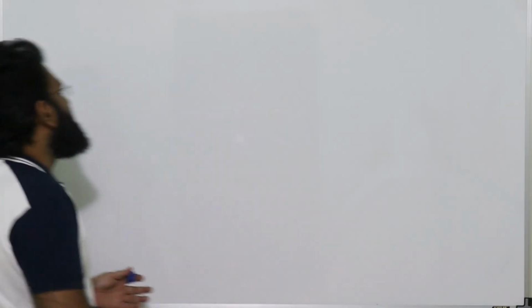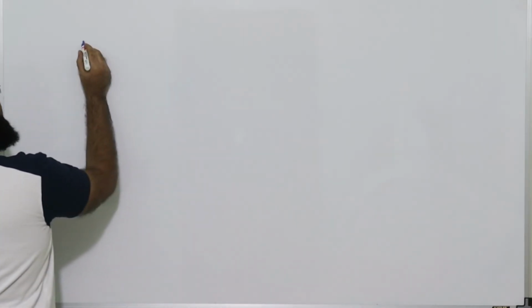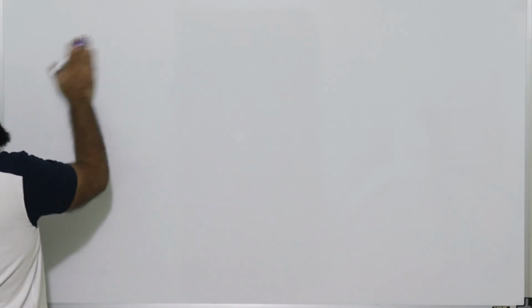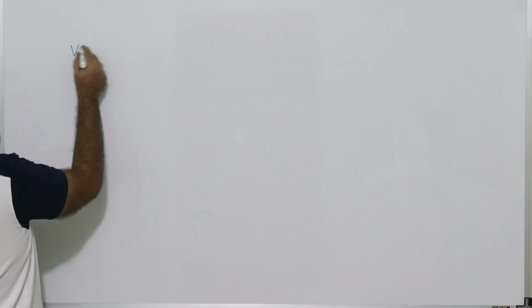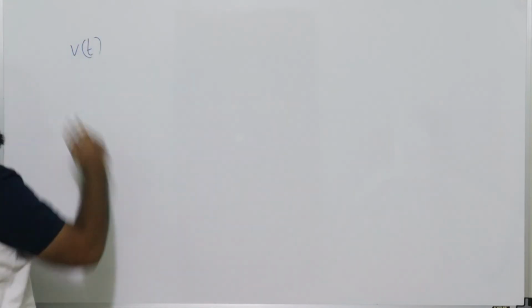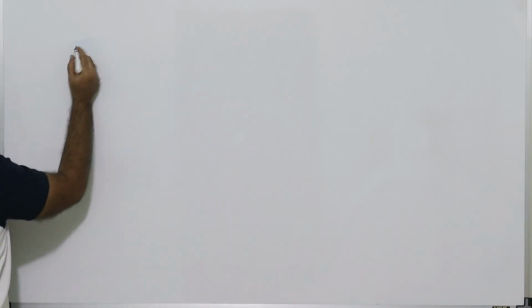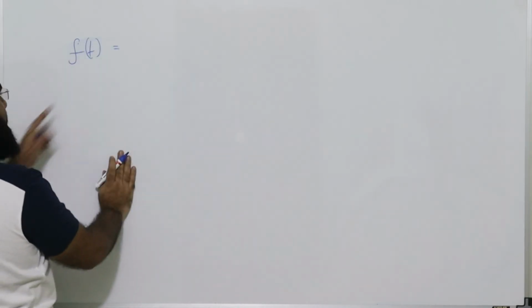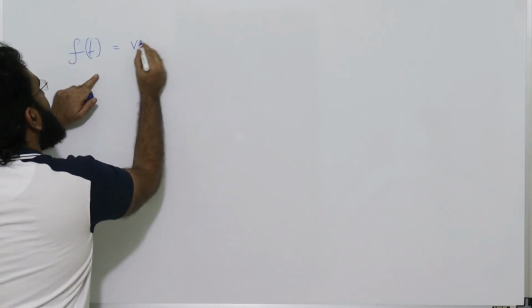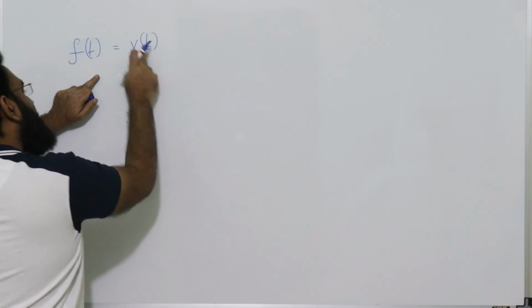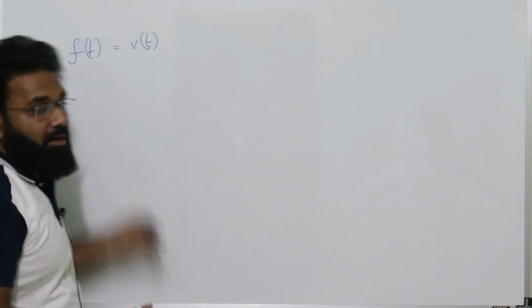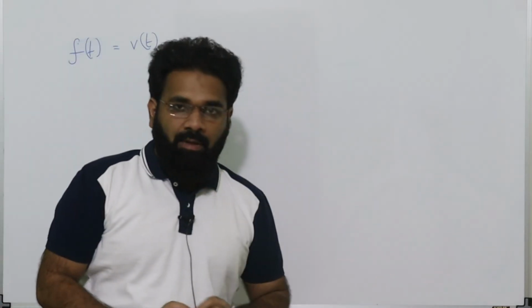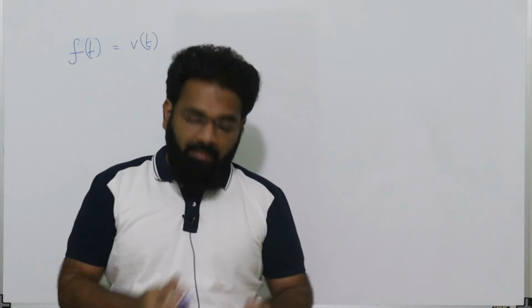Suppose we get a function, instead of f of t, we will take v of t. V of t is what? Here the function is nothing but velocity. So velocity is a function of time. Velocity varies with the time. How does velocity vary with the time?